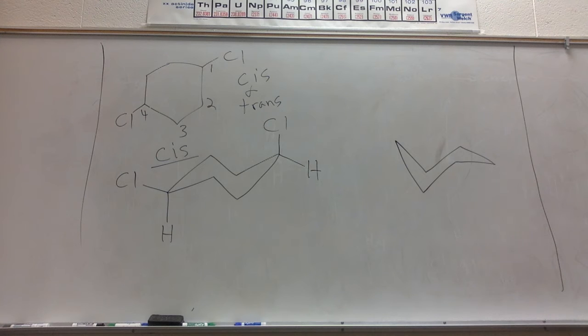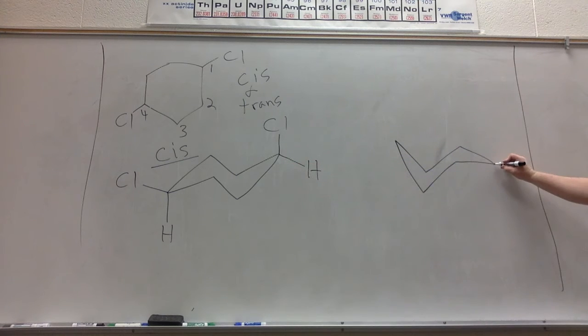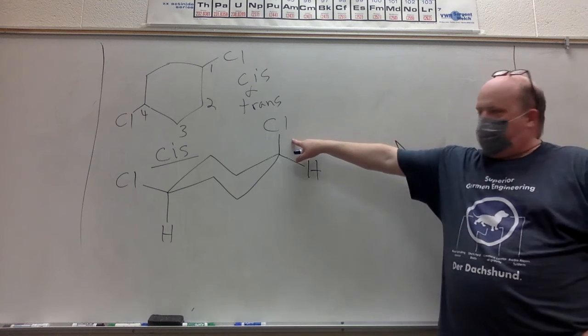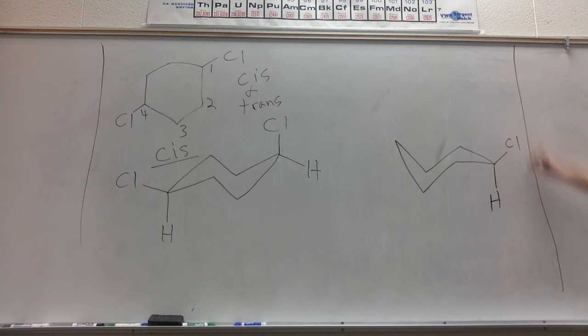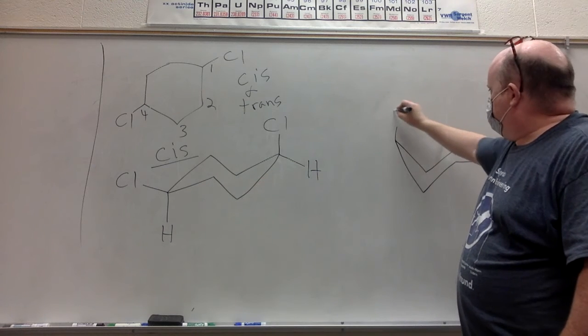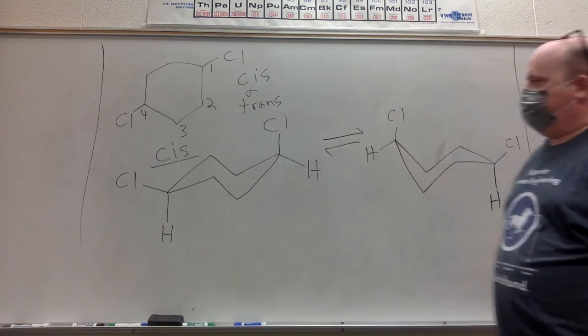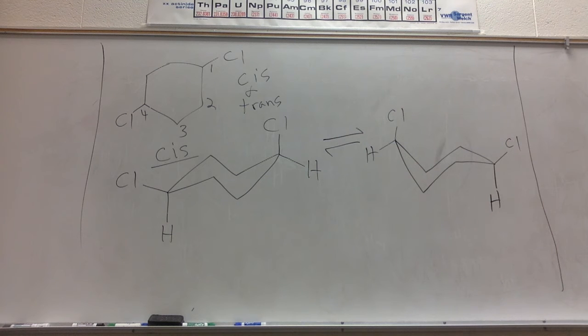All right. Now, whenever you draw the reverse chair, always remember, whatever was axial becomes equatorial. Whatever was equatorial becomes axial. So this equatorial down H now becomes an axial down H. Axial up Cl, equatorial up Cl. And then do the same thing with these. And those are in equilibrium with each other. Okay, does that make sense?